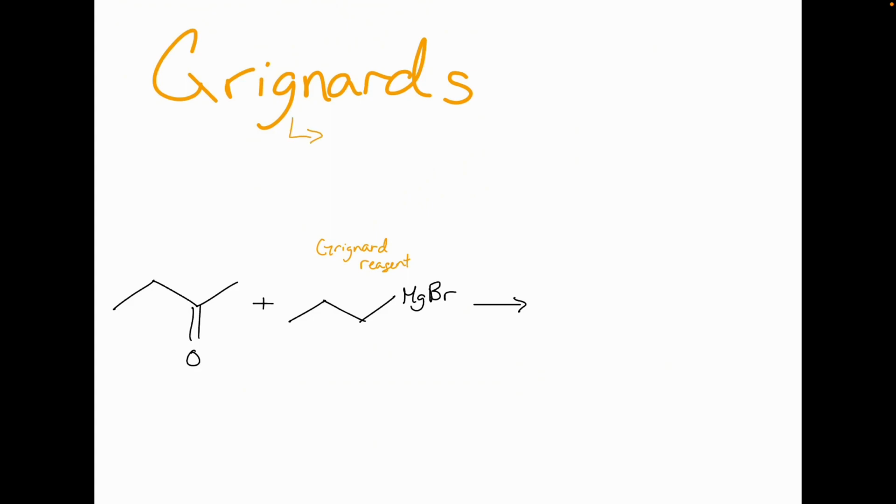Grignard reactions create new carbon-carbon bonds. They also turn carbonyl groups into what functional group? What is our functional group in our product of a Grignard reaction? What is it? Somebody said it. Alcohols, okay?